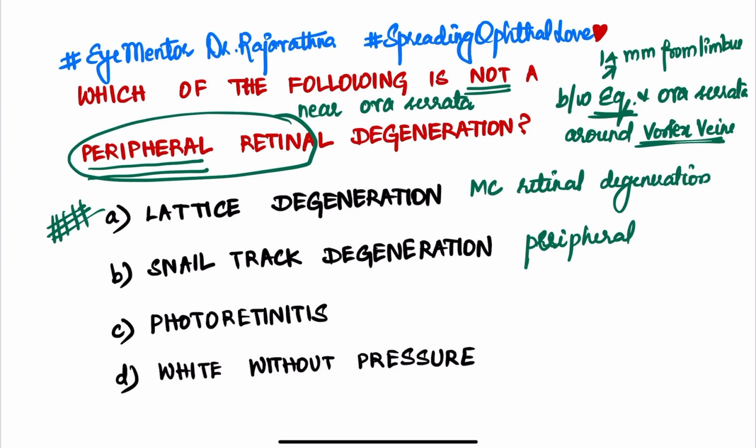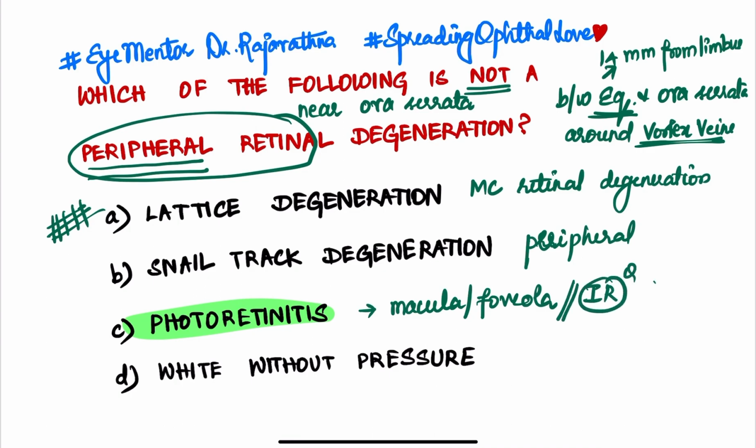Now photoretinitis. Now photoretinitis affects the macula or the fovea. So that means you know what is the answer. So the answer is photoretinitis for this question. So what is the cause of photoretinitis? The cause of photoretinitis is exposure to infrared rays, typically by looking at sun. So we also call this as solar retinopathy or eclipse retinopathy, because it occurs when people look at the solar eclipse without protection. So infrared rays, that's important.